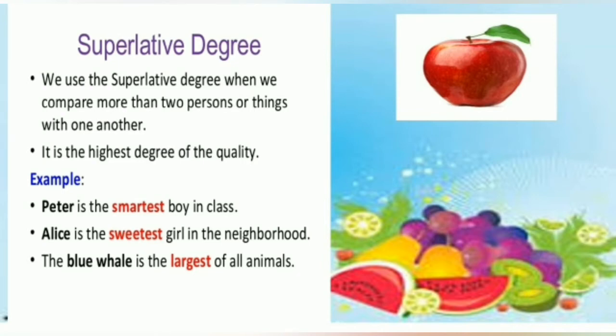Alice is the sweetest girl in the neighborhood. Here Alice is compared with all the other girls in the neighborhood. Here sweet is adjective. It is a single syllable word, so we are adding est to convert positive degree into superlative degree. Here blue whale is compared with all the other animals. Large is single syllable word, so we are adding est to the adjective.